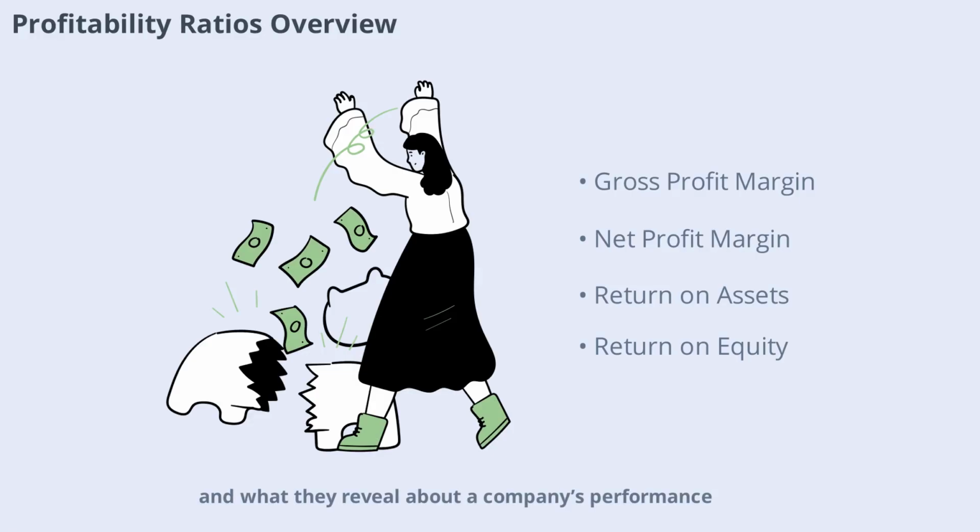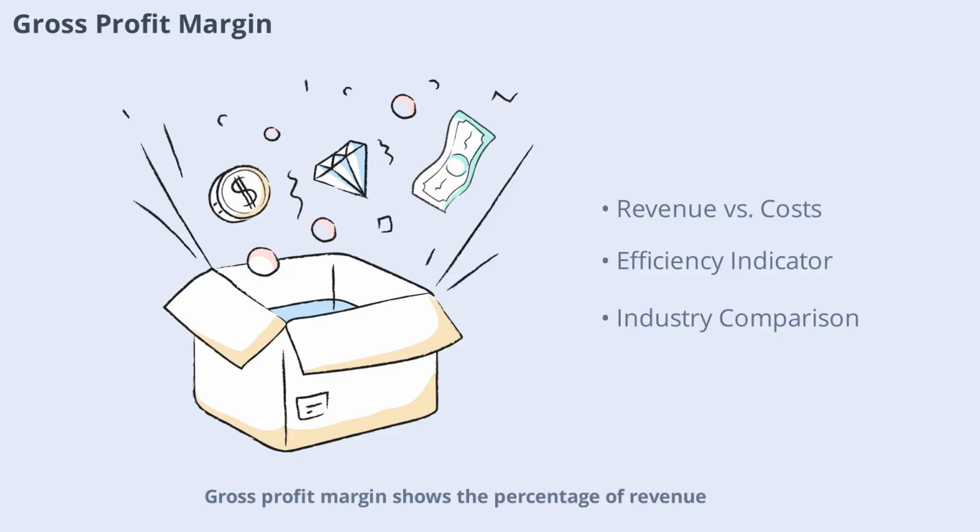a company's performance. Gross profit margin shows the percentage of revenue that remains after subtracting the cost of goods sold. It's a key indicator of how efficiently a company produces its products or services. A higher margin means the company keeps more money from each sale, which can be used to cover other expenses or invest in growth. To calculate it, divide gross profit by revenue and multiply by 100. This ratio is especially useful for comparing companies in the same industry.